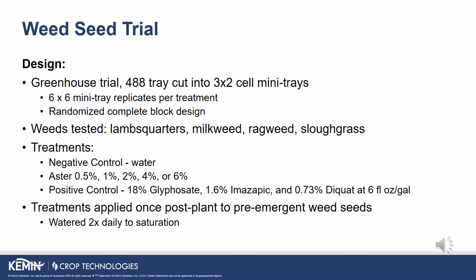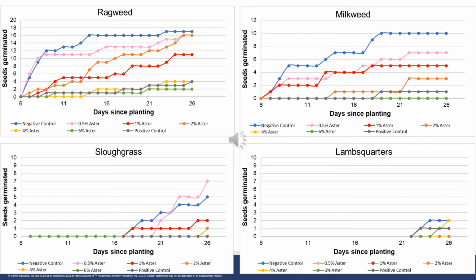Treatments were applied once, and then the seeds were grown under irrigation 2 times a day and then evaluated frequently. Here you can see the results for each of the different weed seeds, the average number of seeds germinated on the respective days over a 26-day period. Overall, you can see that ragweed germinated the earliest, followed by lamb's quarters at the latest, almost 3 weeks in. As the rate of aster increased, the germination of seeds was substantially reduced. And as soon as you started hitting 2 to 4%, we started to see equivalent results to that positive control.